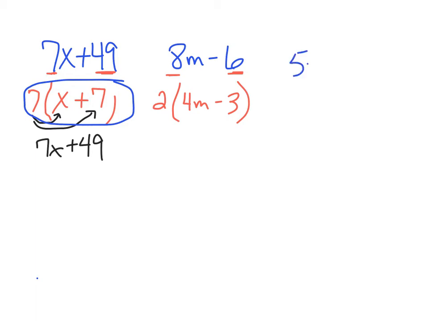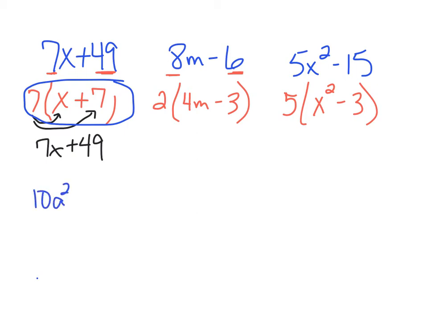Okay, let's do another one. 5x squared minus 15. So I'm going to think of what I can divide out of the 5 and the 15, and that is a 5. If I divide that 5, then this is going to be x squared minus 3. Okay.